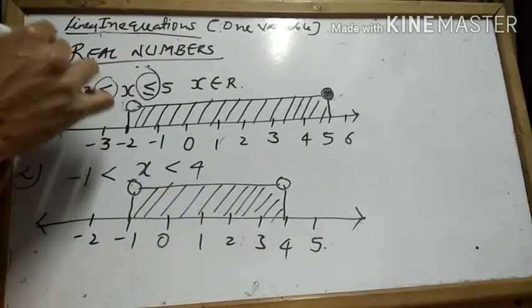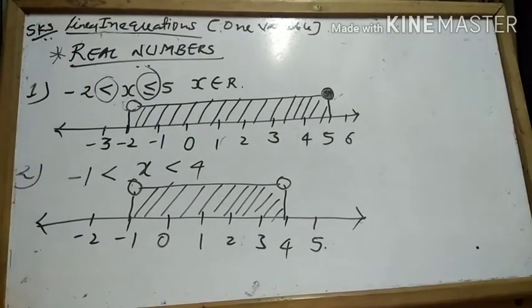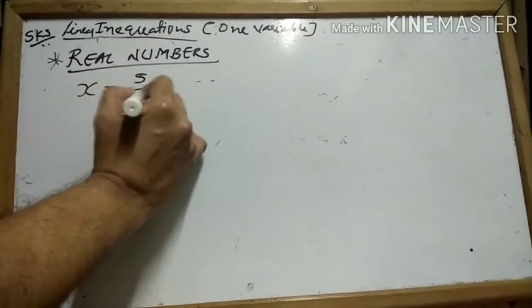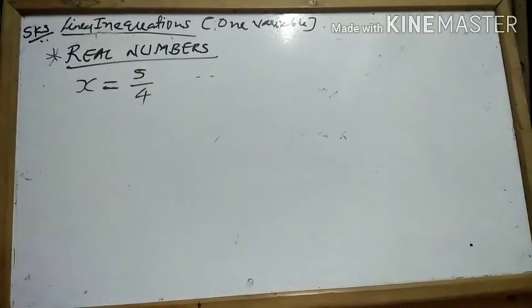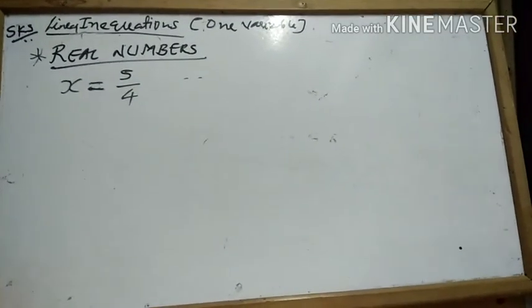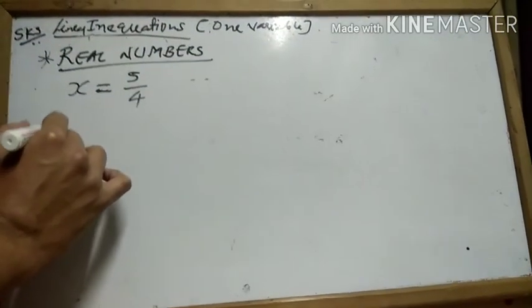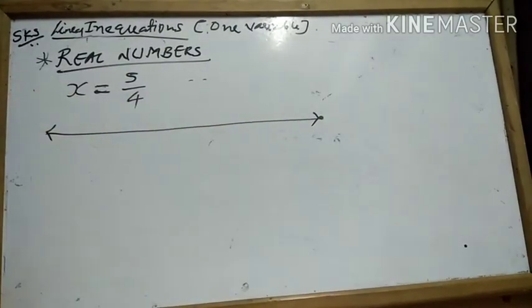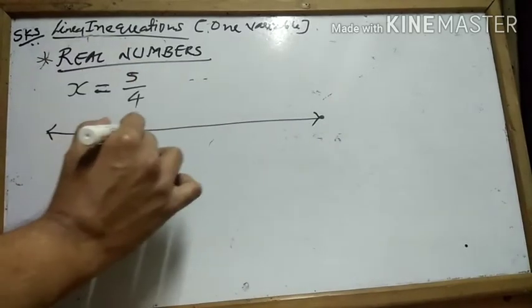This happens only in the case of answers that are real numbers. I would take you back to your lower grades. Say x is equal to 5 upon 4, and I want to represent only this number on a number line. Then my dear friends, I will just remind you what we used to do, and then we shall go to one more concept of answering in real numbers.